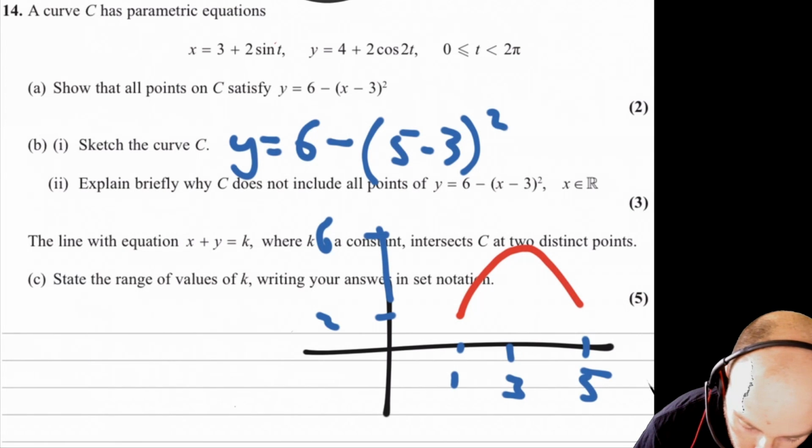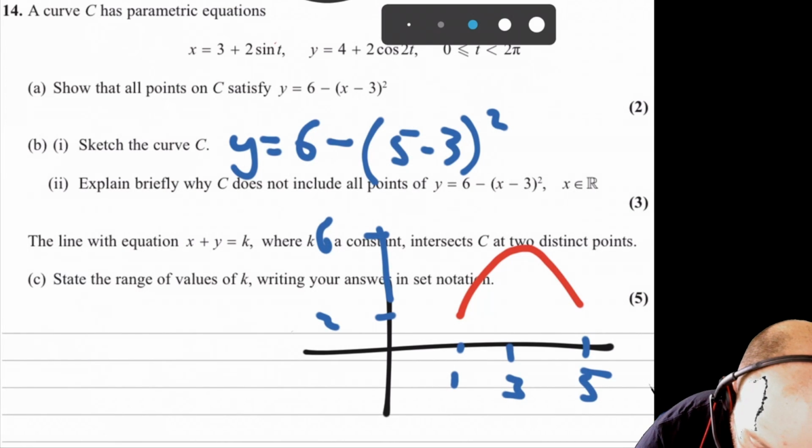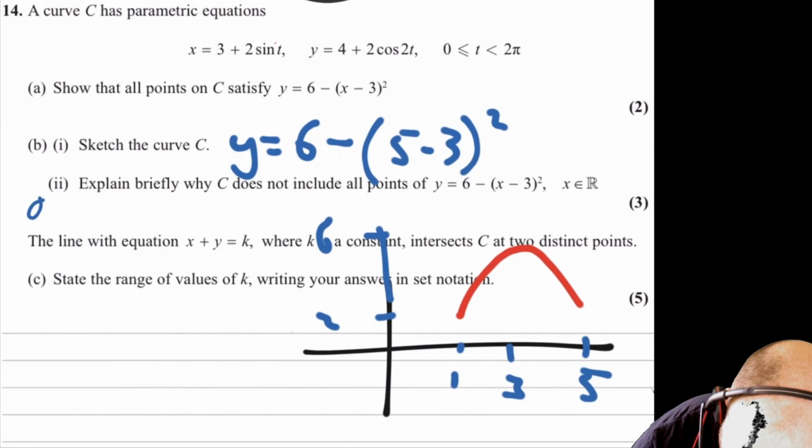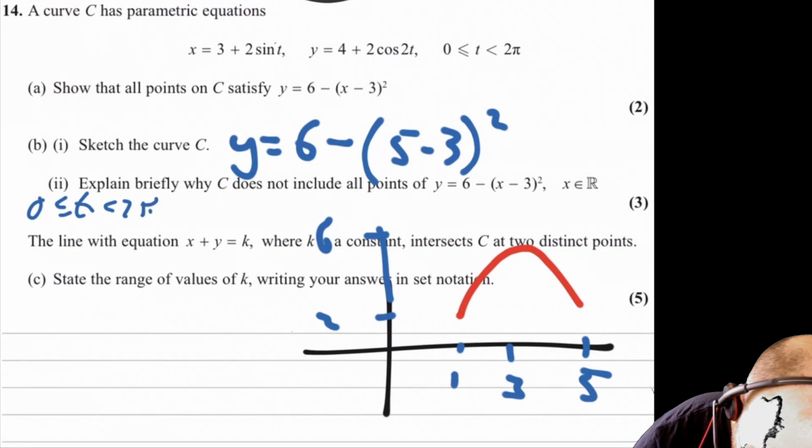Okay, explain briefly why it doesn't include all the points. Well, it's because of the domain. 0 to t to 2 pi restricts.